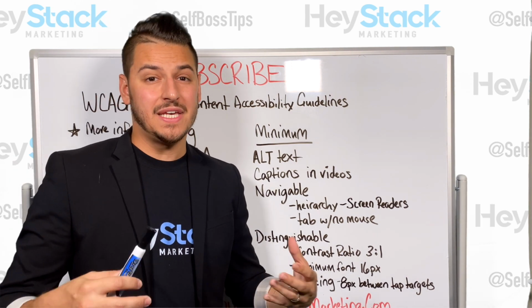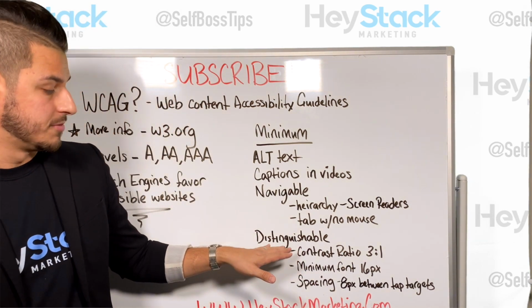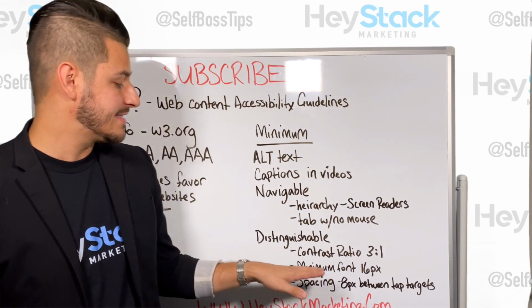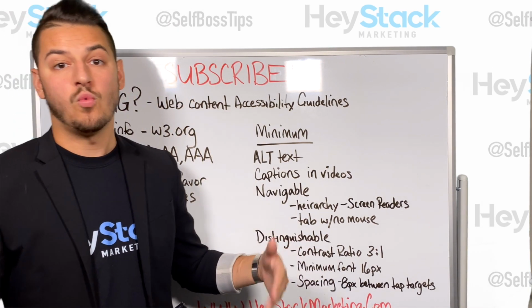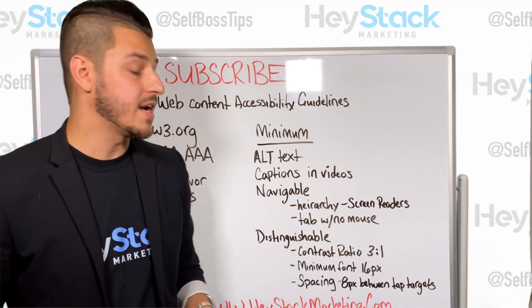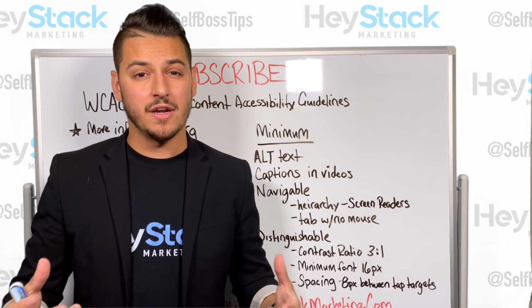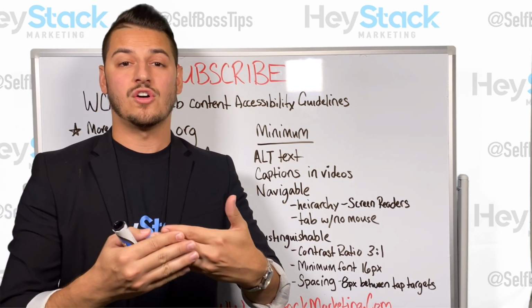And this last piece that I want to touch on, distinguishable. This is one of the requirements that WCAG indicates. The website needs to be distinguishable. What does this mean? Contrast ratio 3:1. So let's say you have a yellow button, a bright yellow button with white text over the button.